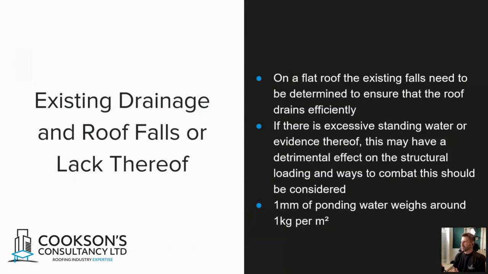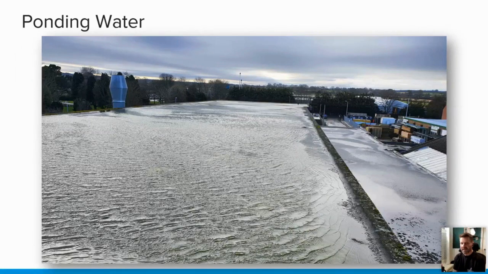Again, what we're saying on a flat roof, existing falls need to be determined when we're surveying a roof. If there's excessive standing water or evidence of it, this can have a detrimental effect on the structural loading. And just as a rule of thumb, a millimetre of ponding water weighs about 1 kilogram per square metre. So it's a hefty weight, and obviously as decks can deflect, then that can become more. So on this one, you see the ponding water there is about 20 millimeters in the middle of the roof.